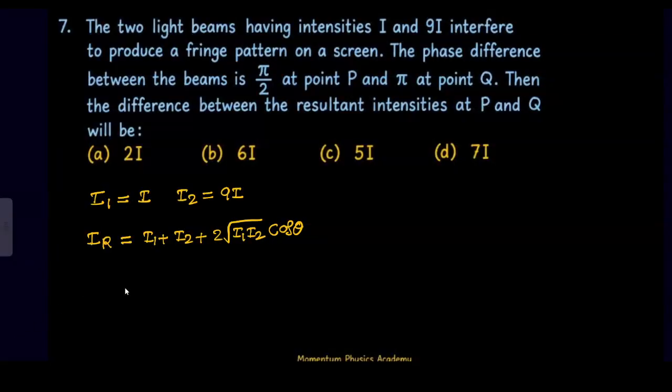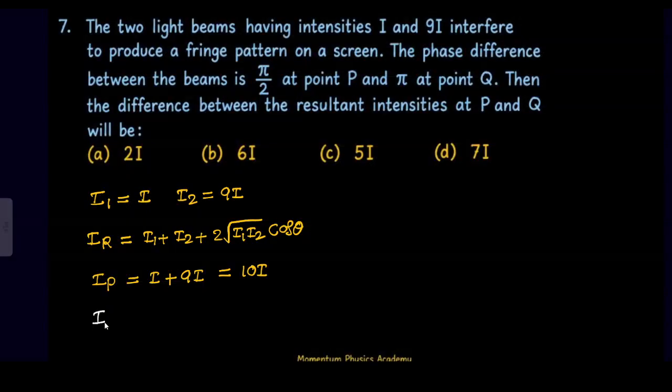Now at point P, we have the angle. How much is the angle? 90 degrees. Cos 90 is 0. So this will come to be I1 plus I2 only. So I plus 9I, how much is this? 10I. This is at the point P.